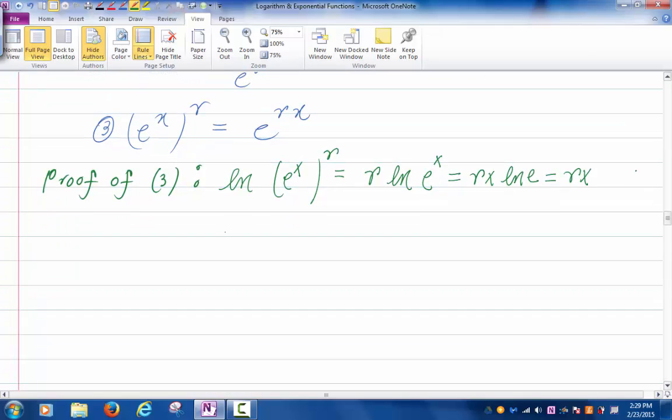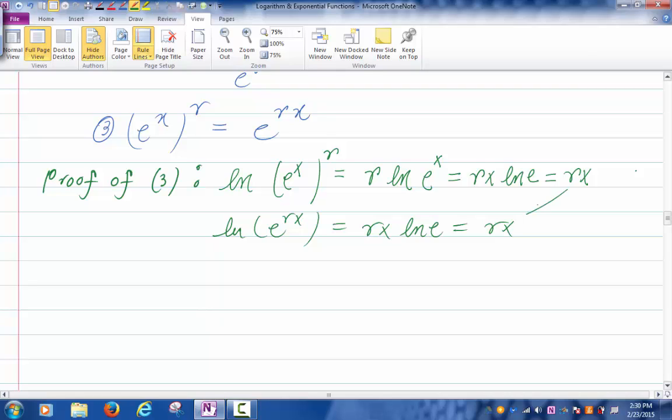Now, what is the ln of the right-hand side? Well, by the third rule again, it is rx ln of e, which is rx again, and these two are the same. So I see that ln of e to the x to the r is the same as ln of e to the rx.